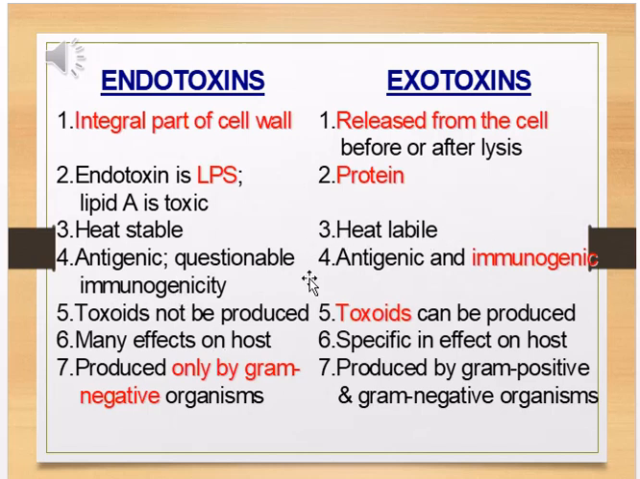Similarly, let me go to the seventh point. This is shown only by gram negative bacteria, and this is shown by both gram negative and gram positive, meaning gram positive and gram negative bacteria will produce certain chemicals that cause harm to the body cells. But endotoxin is produced only by gram negative bacteria. I hope this will help you. Thank you.